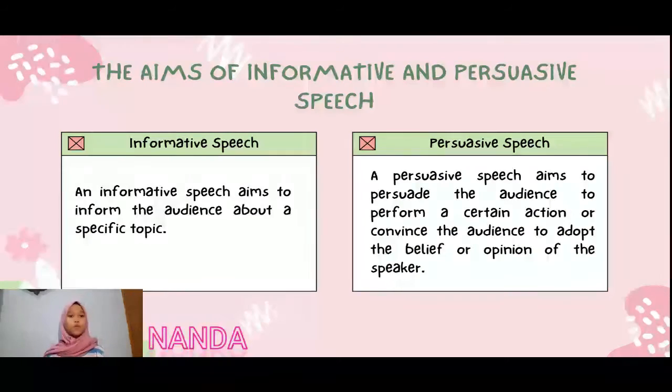And the second, we would like to explain the aim of informative and persuasive speech. The aim of informative speech is to inform the audience about specific topics. And the aim of persuasive speech is to persuade the audience to perform a certain action or convince the audience to adopt the belief or opinion of the speaker.